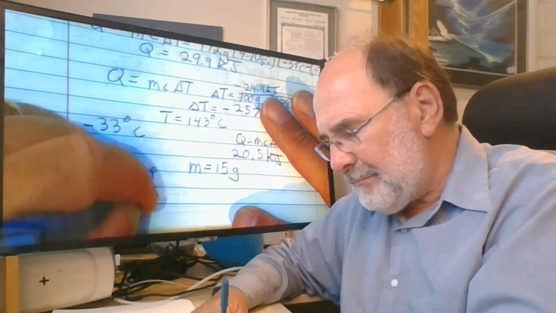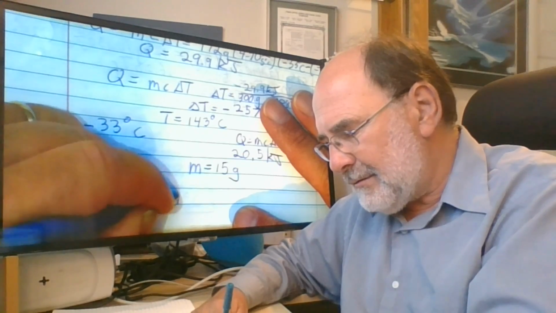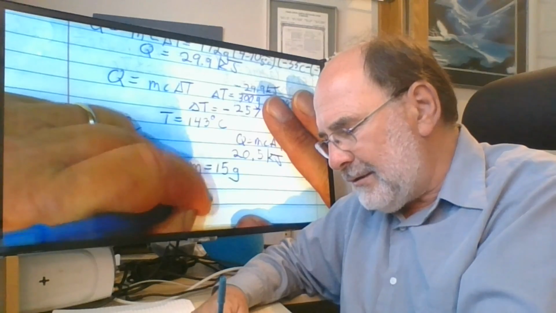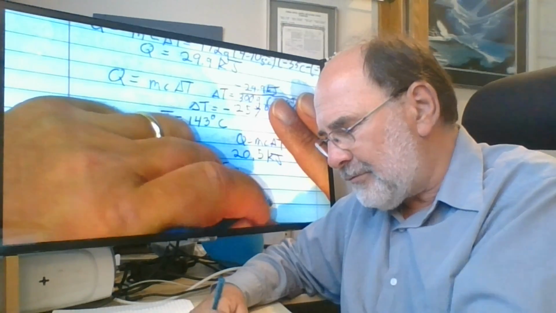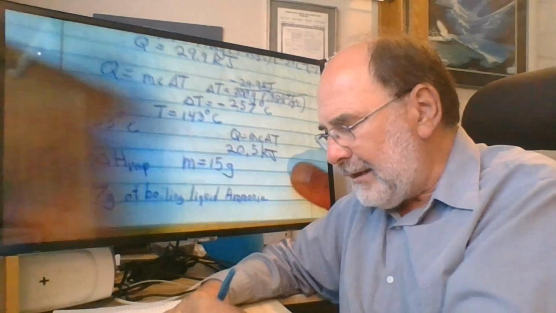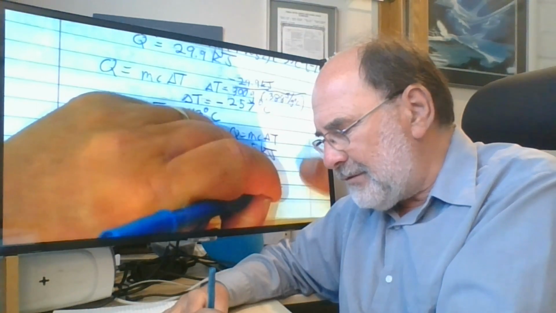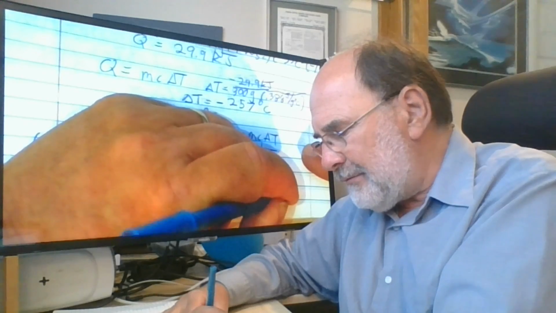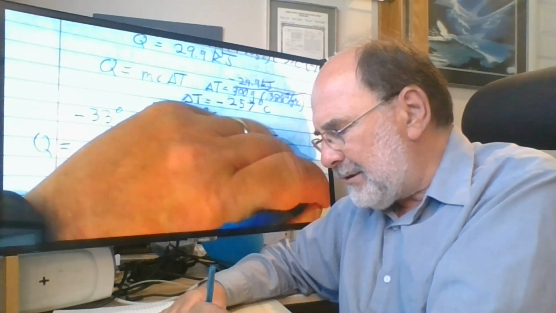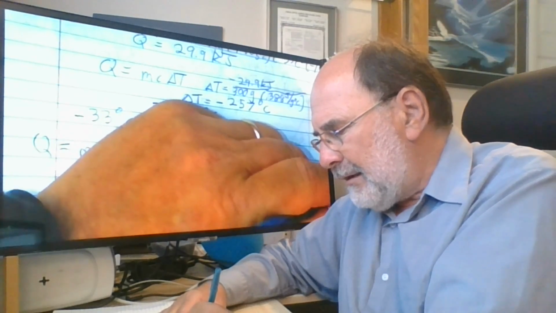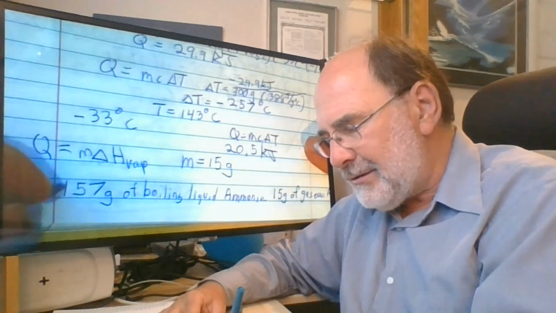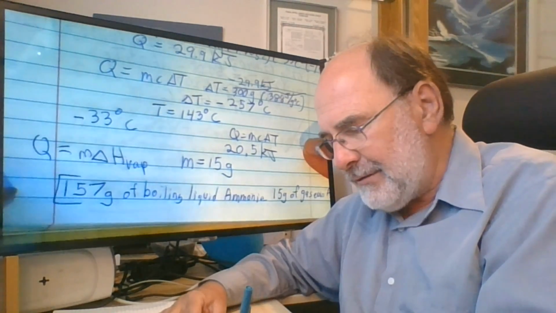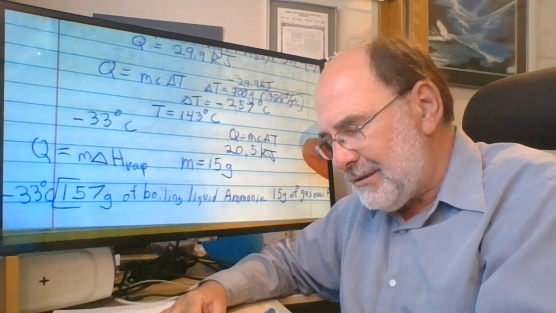of boiling liquid ammonia, NH3 is the formula. I end up with 15 grams of gaseous ammonia, and it's not allowed to heat up until all the liquid is boiled. So all of this would be at a temperature of negative 33 degrees Celsius.